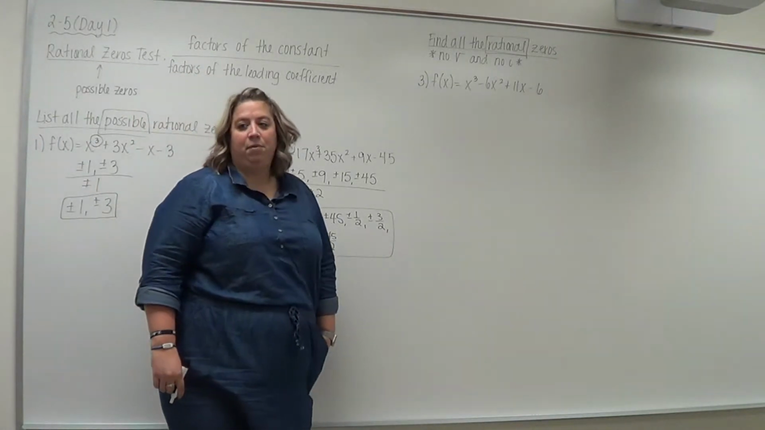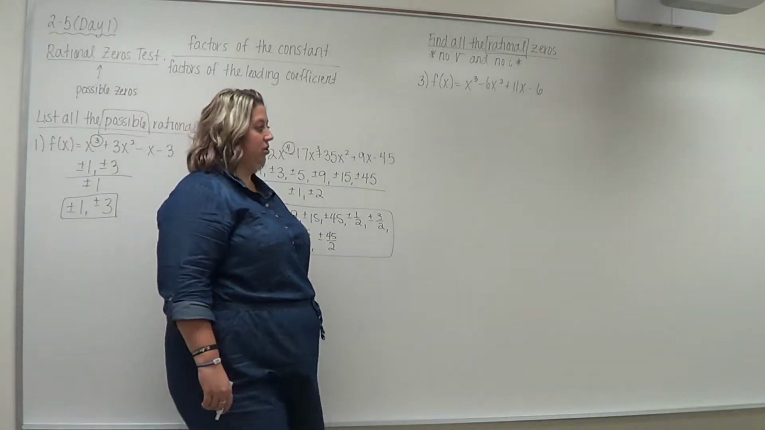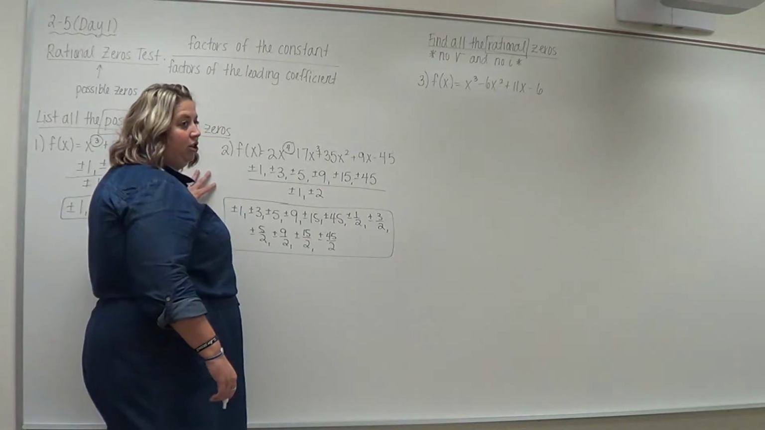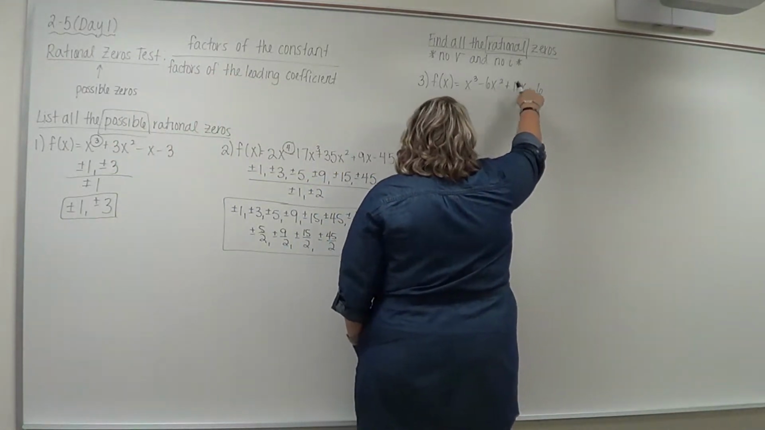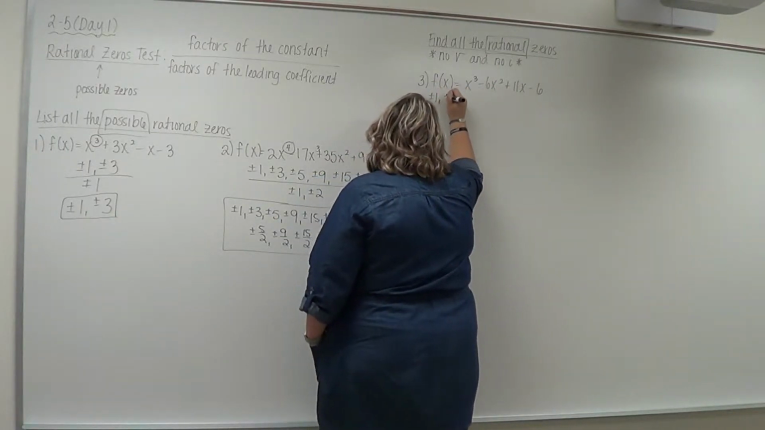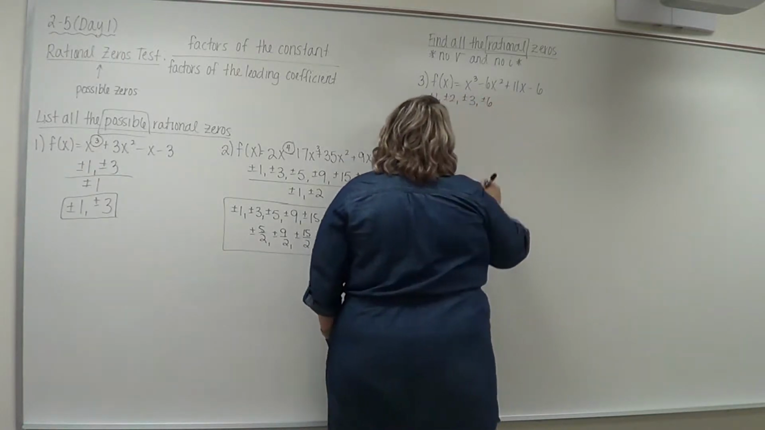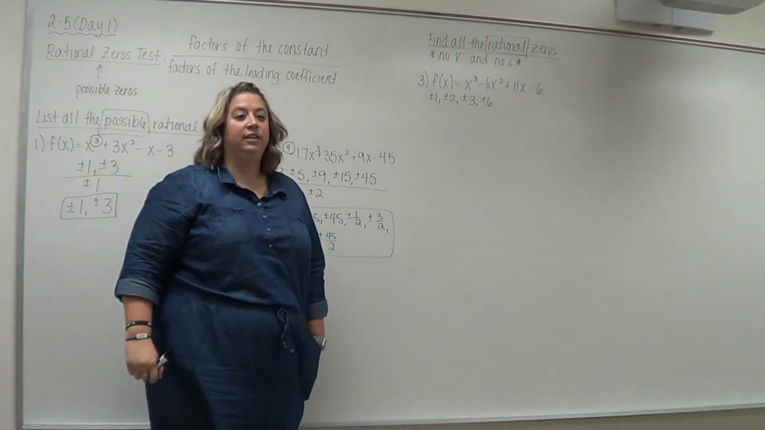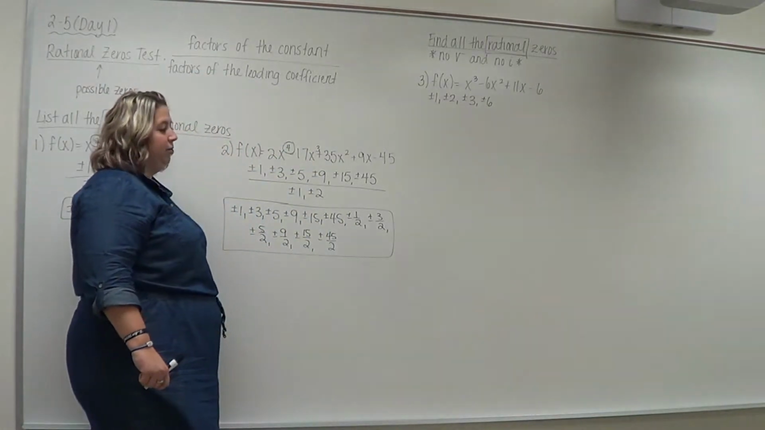Okay, first step is listing all of your possible zeros. So just what we did on problems 1 and 2, that's our first step. So I'm going to do factors of 6 divided by factors of 1. So my possibilities are 1, 2, 3, and 6. Do I need to divide those by 1 or can we do that in our head? I'm assuming we can do it in our head.